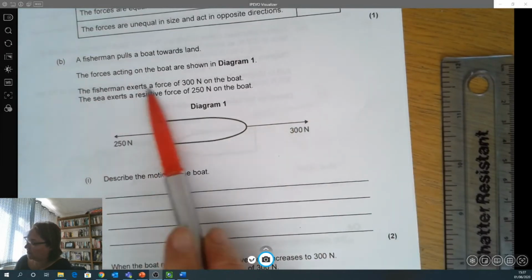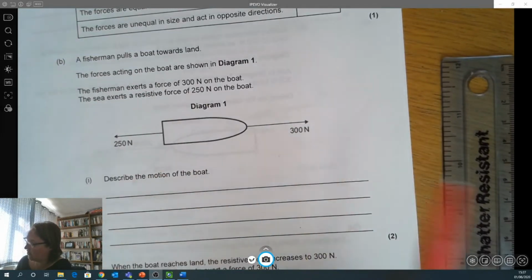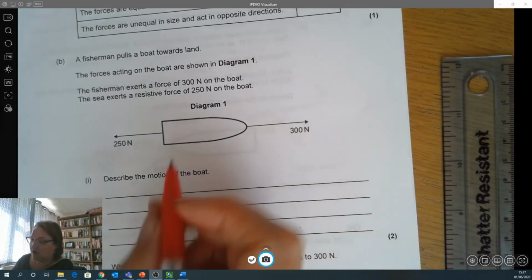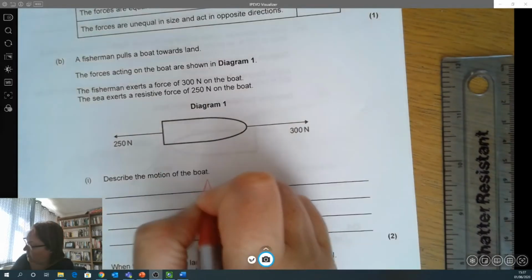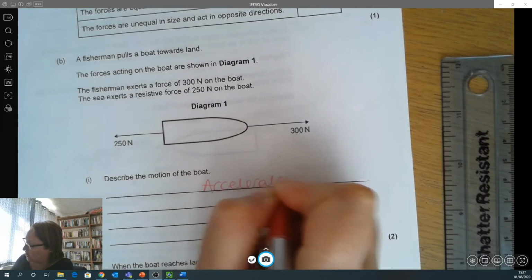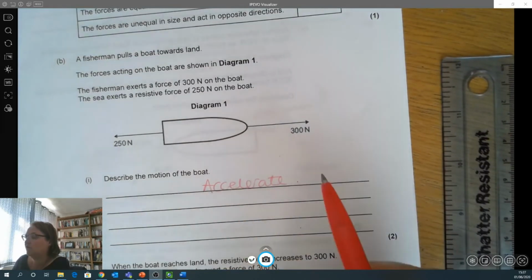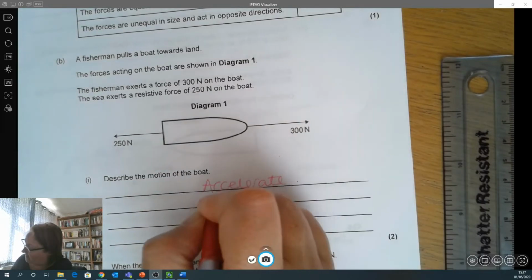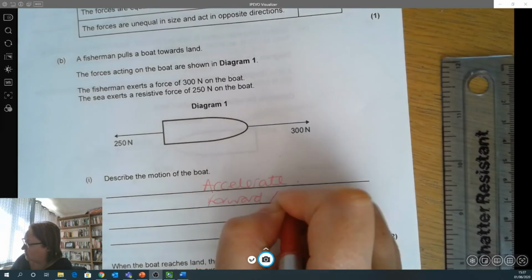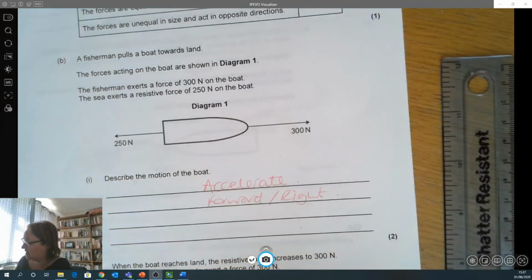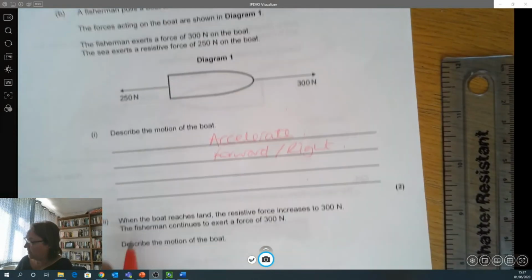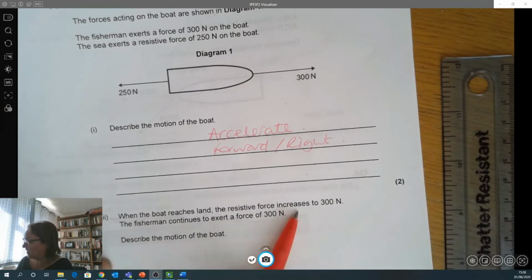So the fisherman exerts 300 newtons, resistance of 250. So what will the motion be? It will accelerate. You can't just say it's going to move. You have to say it accelerates. If you've got unbalanced forces, you've got acceleration. So it'll accelerate forward, or to the right. You can say either. When the boat reaches land, the resistive force increases to 300 newtons.